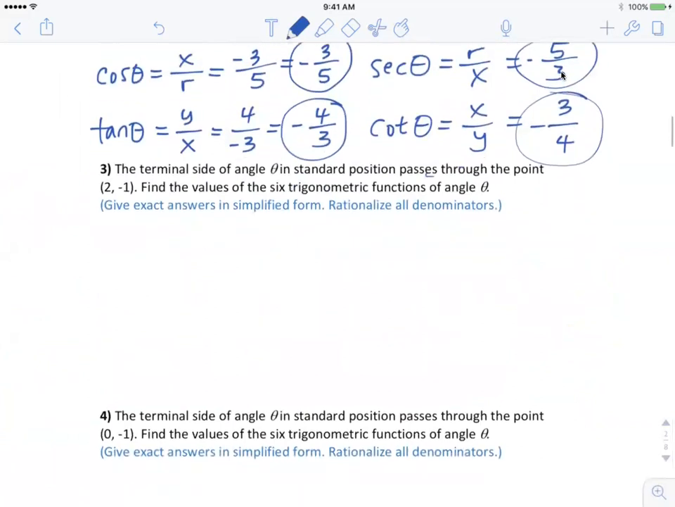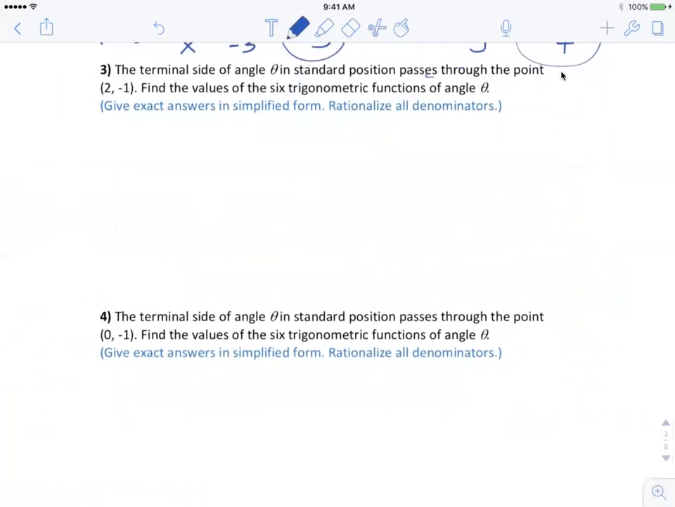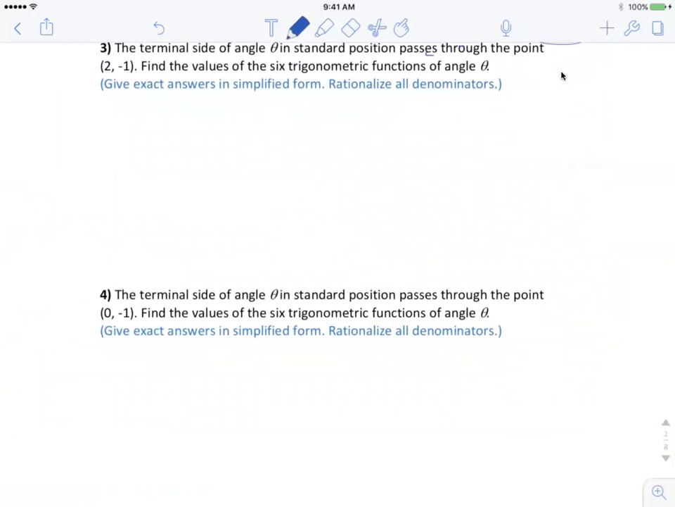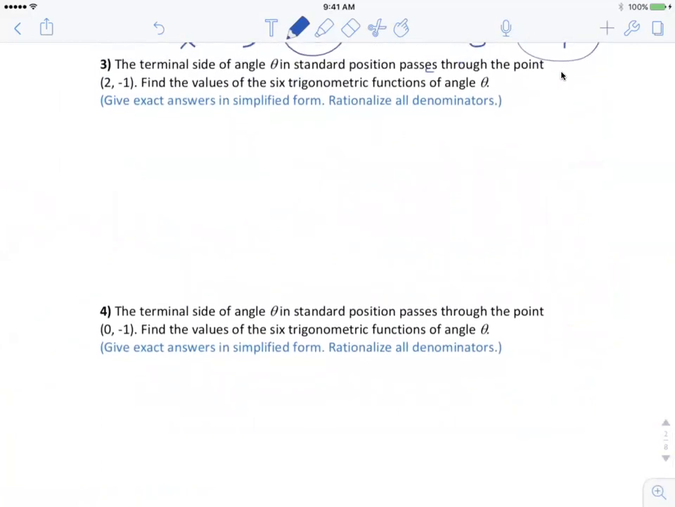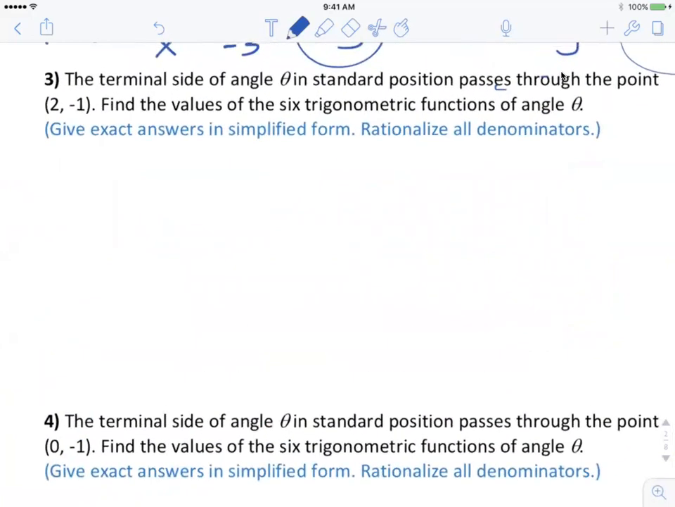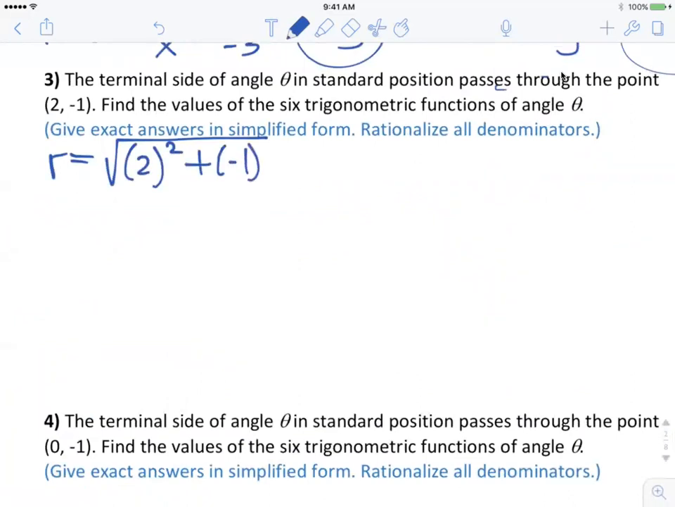Okay, let's try another one. This one we're probably going to have some rationalizing to do, but now we get the idea, right? First thing is find that r. R is the square root of x squared plus y squared, 2 squared plus -1 squared. That's 4 plus 1, square root of 5. All right. Let's start knocking them out.